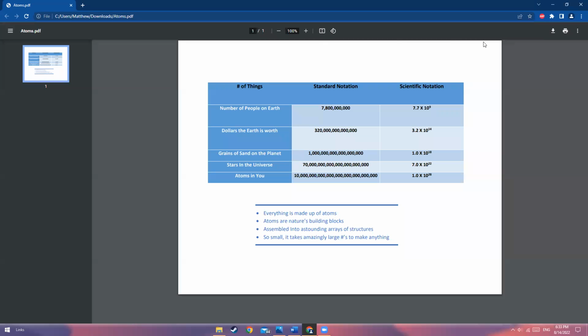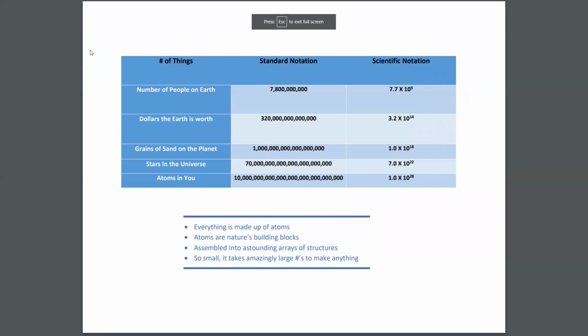So I have this document here, and I want to illustrate just how many atoms there are in you, for instance. Let's take the number of people on Earth. That's about 7.8 billion people. In scientific notation, that is 7.8 times 10 to the 9th power.